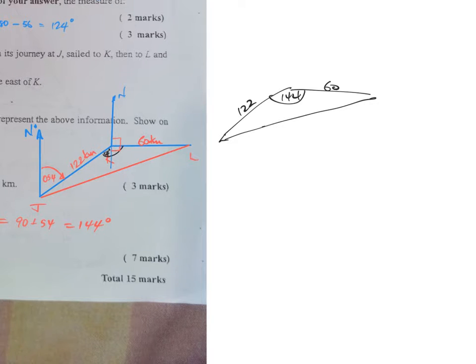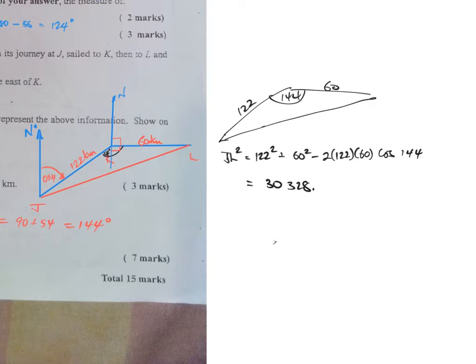So cosine rule is what's going to do the trick. So we're going to say JL square is equal to 122 square plus 60 square minus 2 times 122 times 60 cosine the angle between, which is 144. Make sure your calculator is in degrees for this. So I'm just going to pause the video and do the calculations. All right, this gives us a grand total of 30,328.008. I'm not even going to bother putting that in.